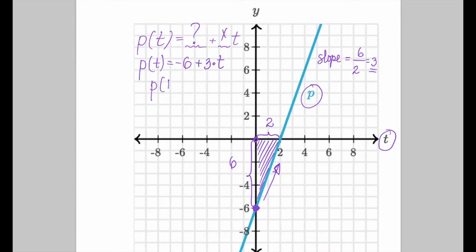P of t is -6 plus 3t, or, more conventionally, P of t equals 3t minus 6, just like slope-intercept form for y of x equals 3x minus 6. The only difference is here we have the function that is called p, and it's a function of t, not x.